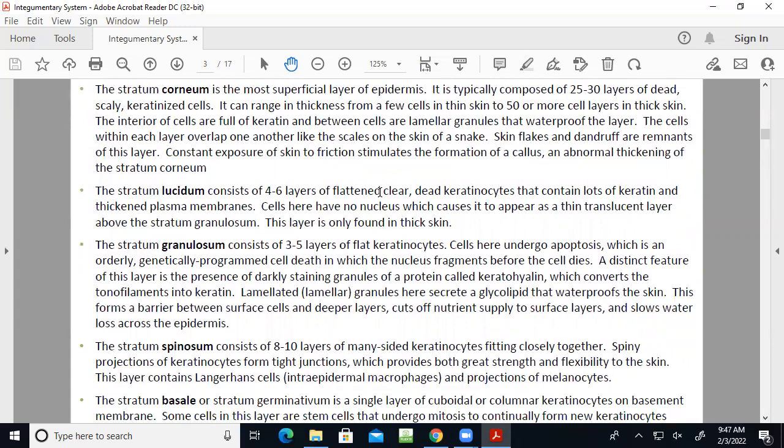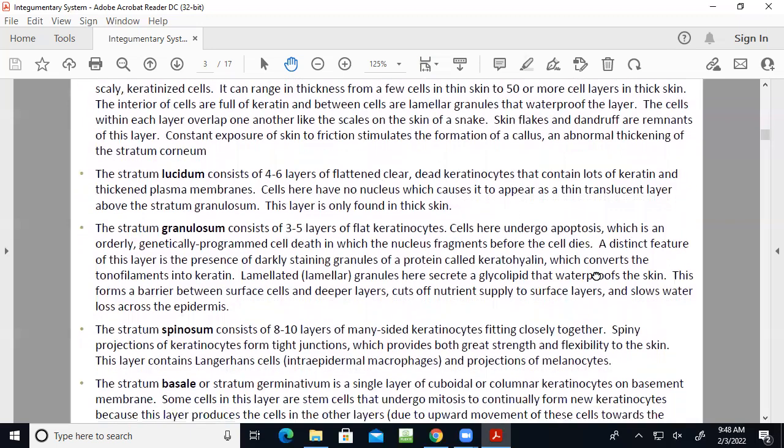It is typically 25 to 30 layers of dead scaly keratinized cells, ranging in thickness from just a few cells in thin skin to 50 or more in our thick skin. The interior of the cells here are full of keratin. Between the cells are lamellar granules that help to waterproof it. The cells within these layers overlap one another, like scales on the skin of a snake, or like shingles on a roof, which is kind of cool.